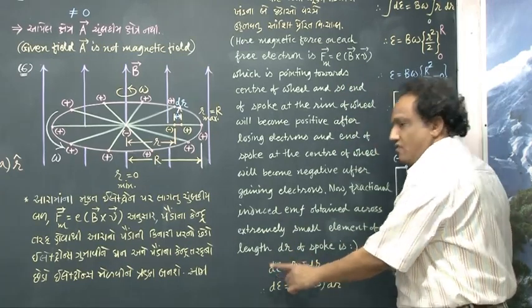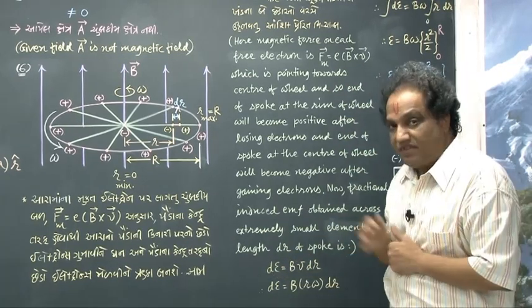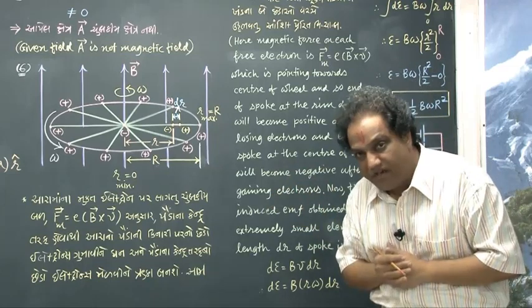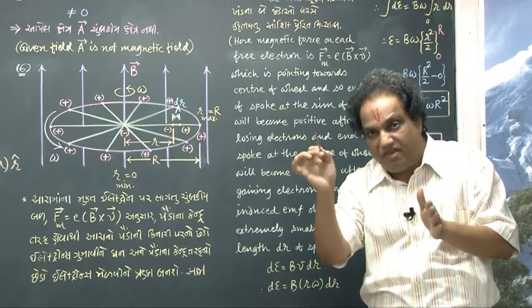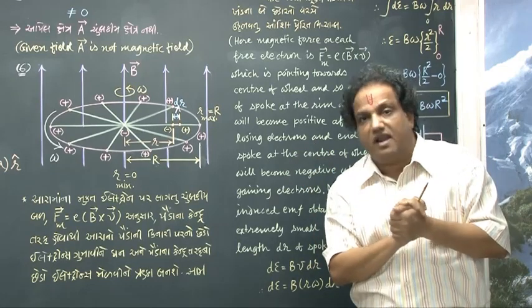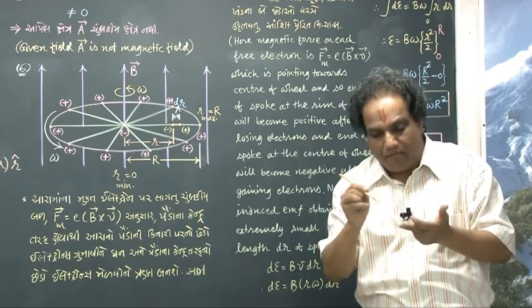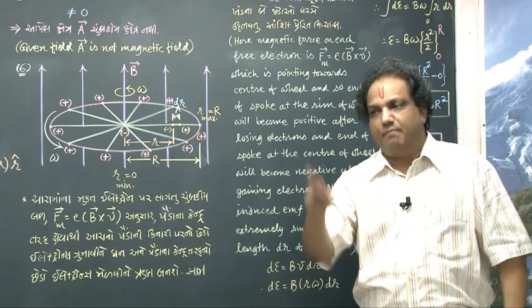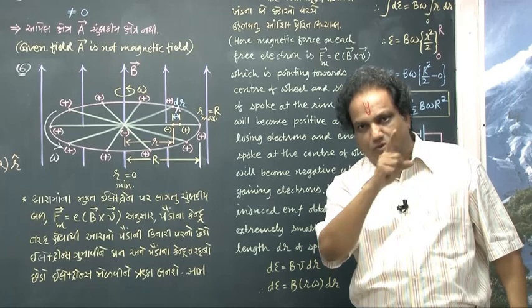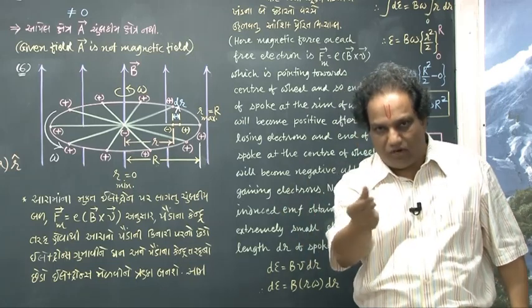What is the formula for induced EMF in this case? It is motional EMF. What was the formula for motional EMF? Magnitude of motional EMF, BVL. Last time we had studied, correct? But that BVL, if you speak it out in words, is magnetic field into velocity into length.